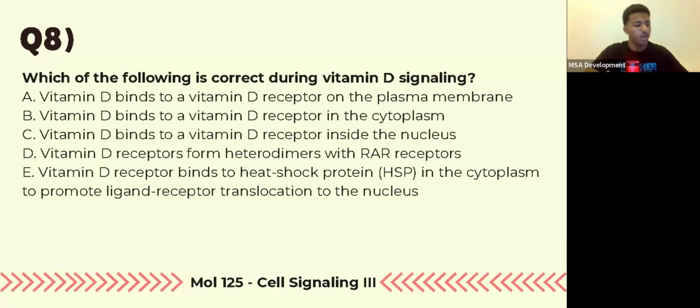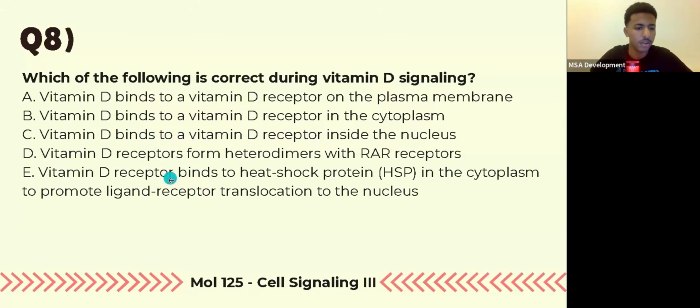Now question 8. Which of the following is correct during vitamin D signaling? Okay, first of all, we have to understand vitamin D receptors are type 2 receptors. So vitamin D binds to a vitamin D receptor on the plasma membrane. Incorrect. In the cytoplasm, incorrect. And then inside the nucleus, correct. So the correct option is C.